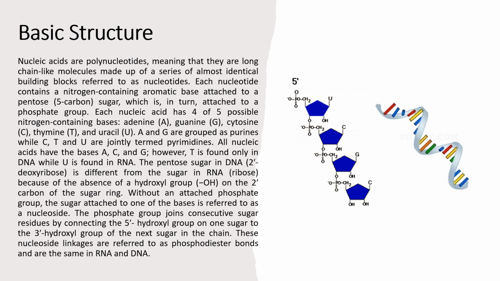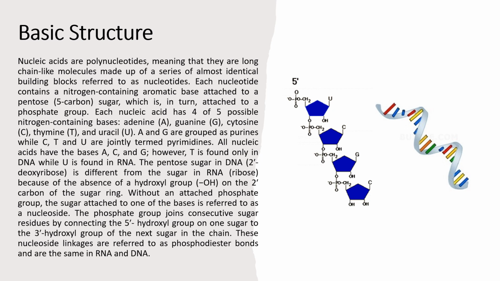Each nucleic acid has 4 of 5 possible nitrogen-containing bases. These are adenine A, guanine G, cytosine C, thymine T, and uracil U. A and G are grouped as purines, while C, T, and U are jointly termed pyrimidines. All nucleic acids have the bases A, C, and G. However, T is found only in DNA, while U is found in RNA.